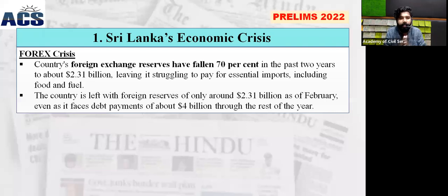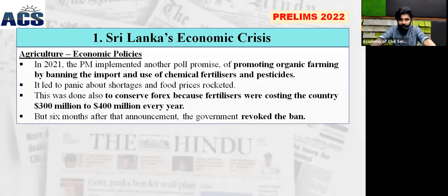The data is also shown in the PPT. The country is left with a foreign reserve of only around $2.31 billion as of February, even as its debt payment due is about $4 billion. $4 billion is the debt, and the reserve the government has is below that. $2.31 billion is the reserve Sri Lanka had by last February, and the debt is above that. That means the government is under crisis, a forex crisis experienced by Sri Lanka.